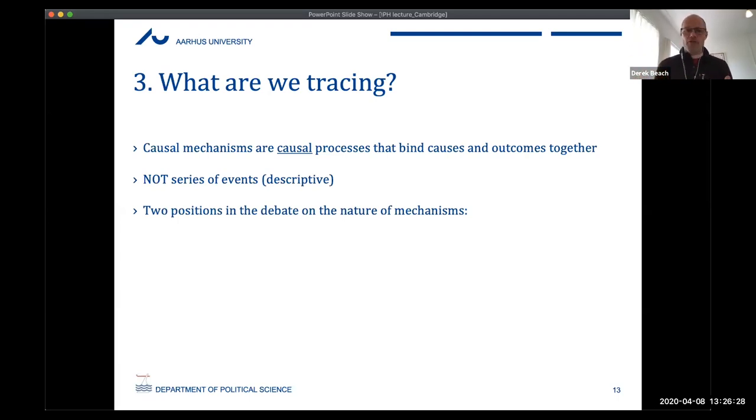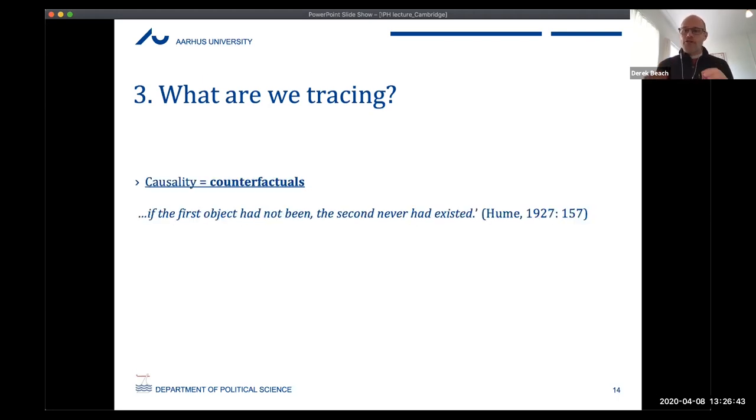Well, there's two positions, and we could spend a whole day talking about this. I'm not going to. But the one is a counterfactual, and the second is a productive account. So I'll just real briefly come into what these two positions are. A lot of people, when they think about causation, think it's all about counterfactuals. And this comes from a classic quote by David Hume, where he says, if the first object had not been, the second never had existed.